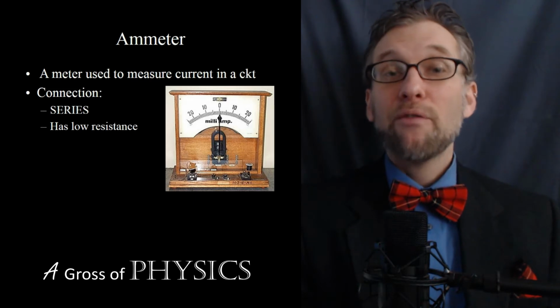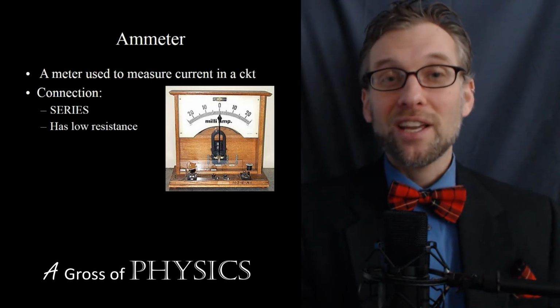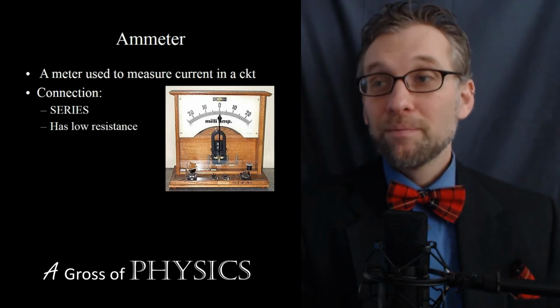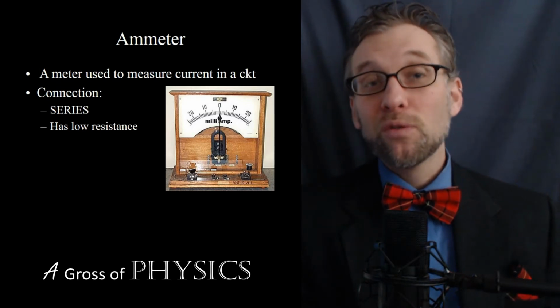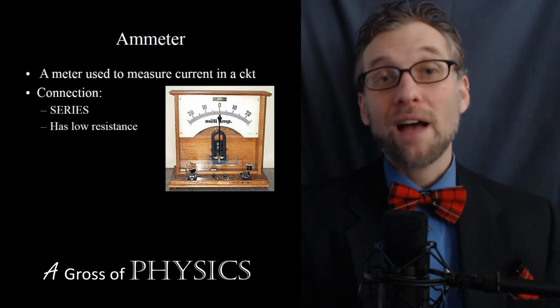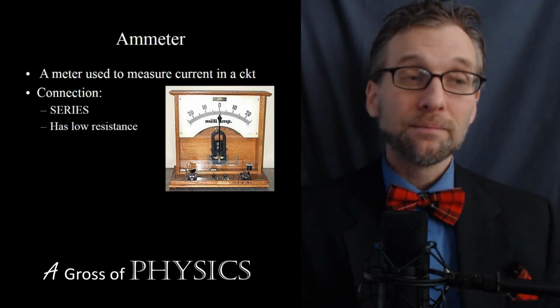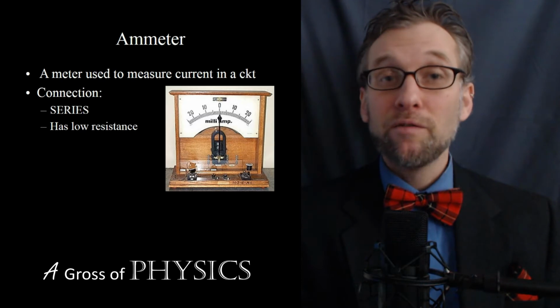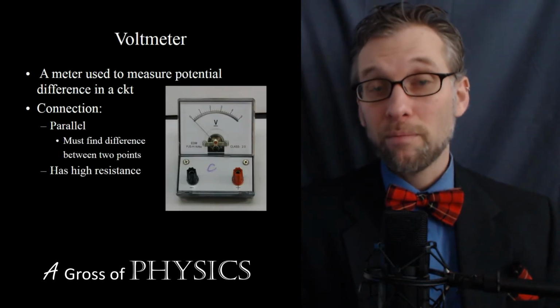and then that won't change the value of the circuit itself. If we have a meter that affects the circuit, it's going to be irrelevant. It's not going to be useful at all. So we want to have an ammeter that has low resistance values, so we have a true value of the current.